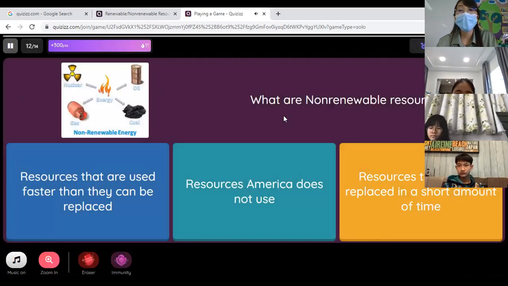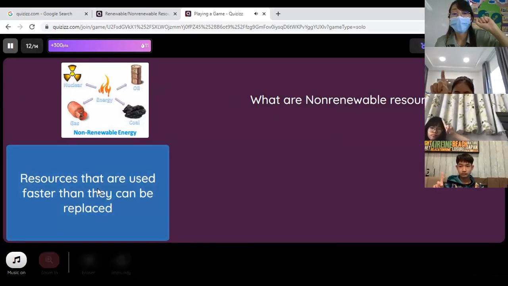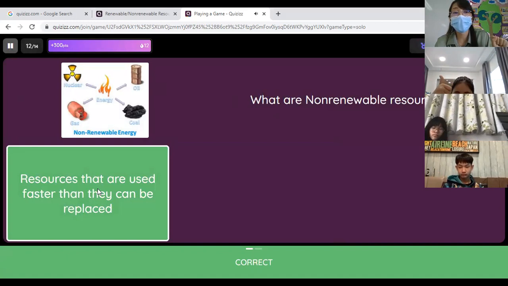Okay. What are non-renewable energy sources? Sources that are used faster than they can be replaced. Sources America does not use. Sources that can be replaced in a short amount of time. First or third? First? Okay, very good.